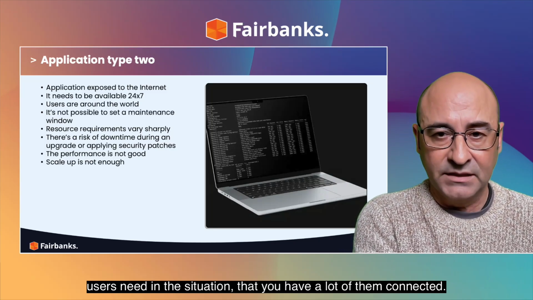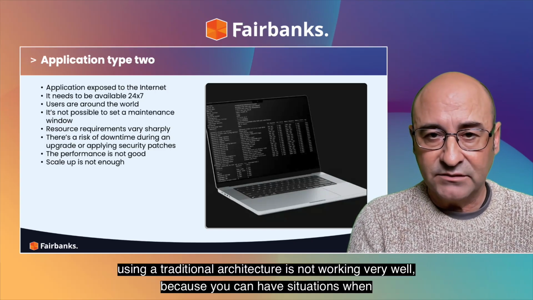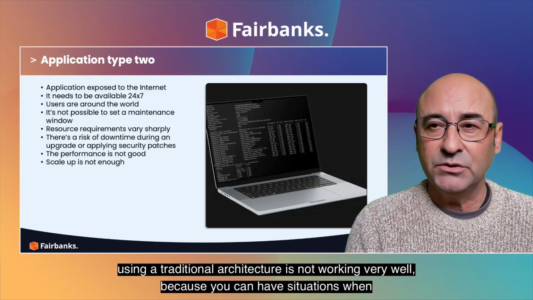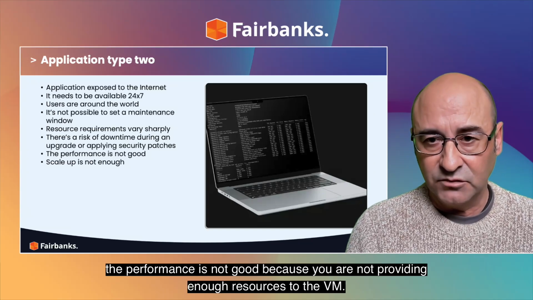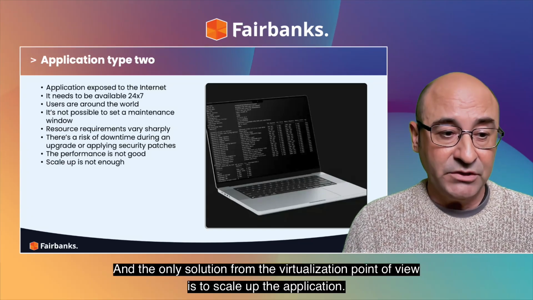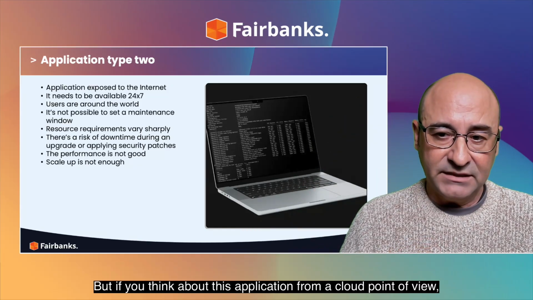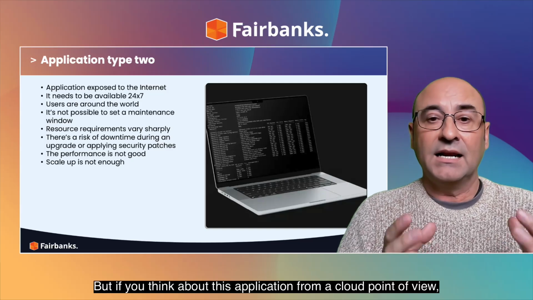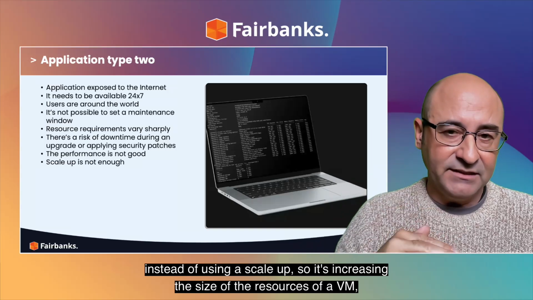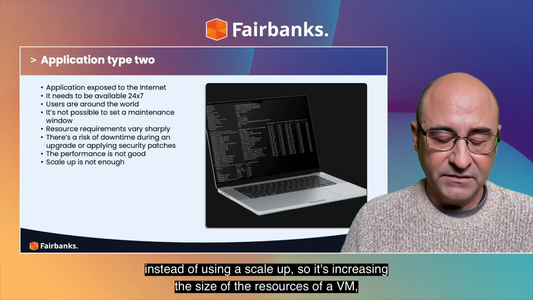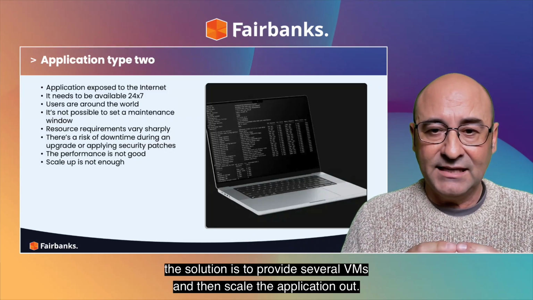So you need to provide all the resources that the users need in the situation where a lot of them are connected. This is the perfect example where a monolithic application using a traditional architecture is not working very well, because you can have situations where the performance is not good because you are not providing enough resources to the VM. And the only solution from the virtualization point of view is to scale up the application. But if you think about this application from a cloud point of view, instead of scaling up, which means increasing the size of the resources of a VM, the solution is to provide several VMs and then scale the application out.